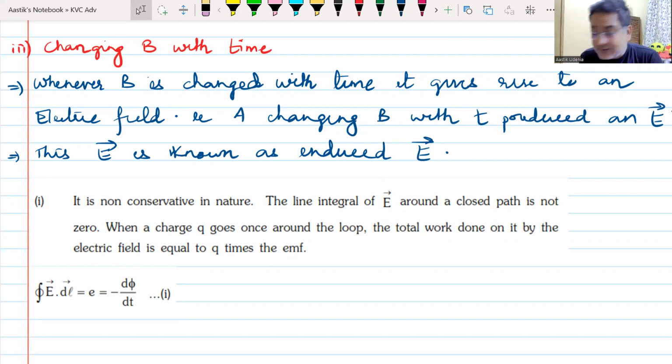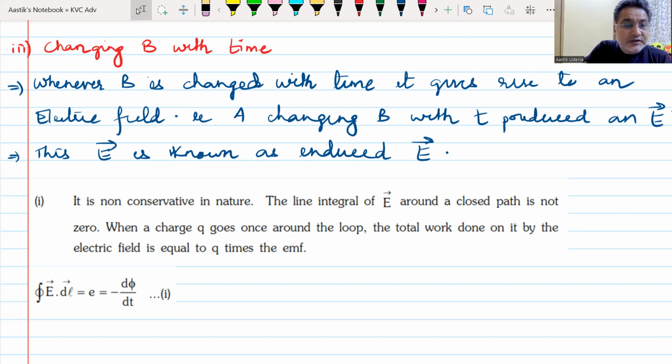Now, those electrostatic fields were produced by electrostatic charges. That field was conservative in nature. In that field, if you move around in a loop, the line integral of electric field, or change in potential, was zero. Do we understand this? Yes, sir. Here, if you move in a closed loop, the change in potential, E dot dl, is not zero. In fact, it is equal to the induced EMF in the loop. Do we understand this? Yes, sir.